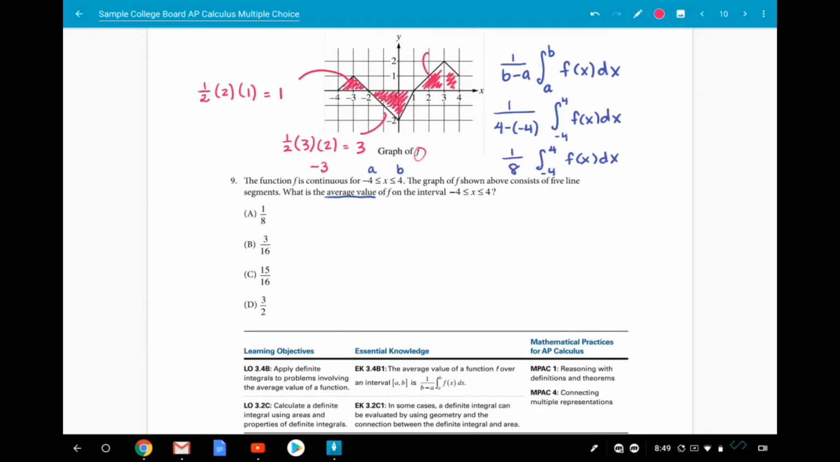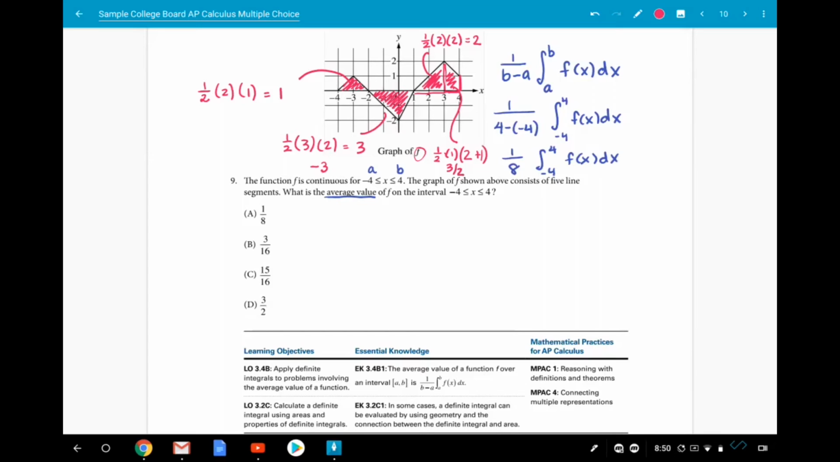And this up here can be just split up into a triangle and a trapezoid. This triangle is 1/2, base is 2, and height is 2. It's going to be 2. And this trapezoid is 1/2, the height is right here, it's 1, and base 1 is 2, base 2 is 1. So that's going to be 3 over 2.